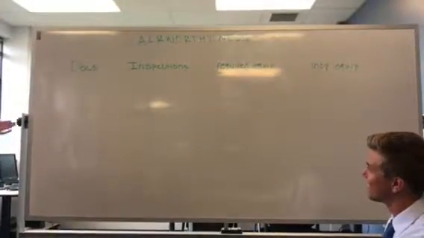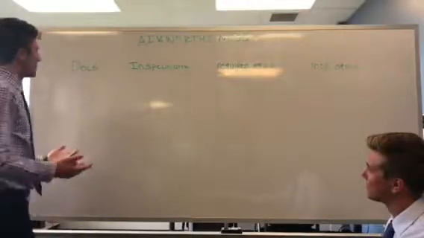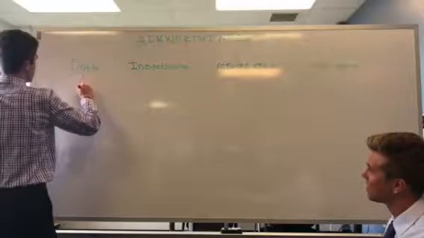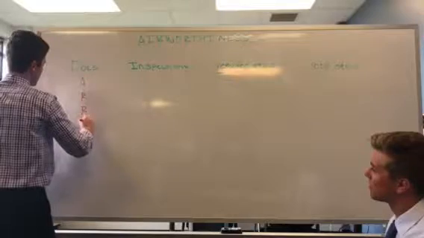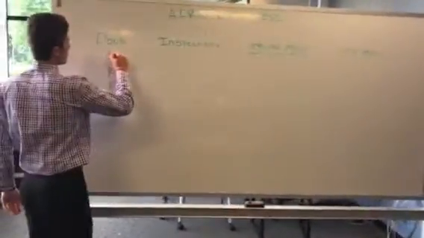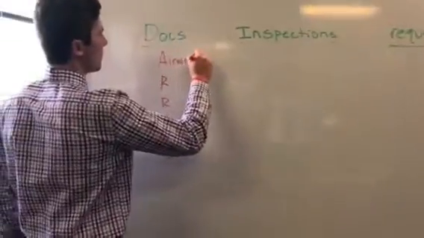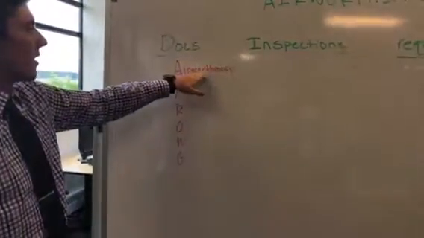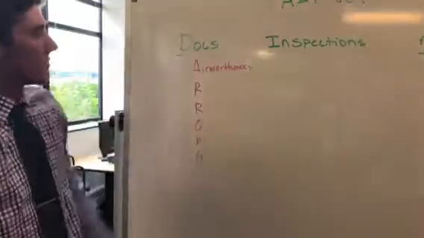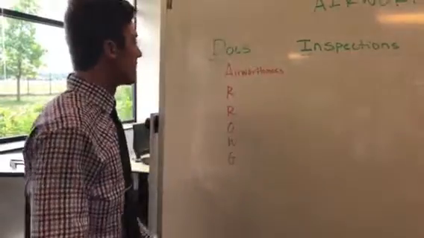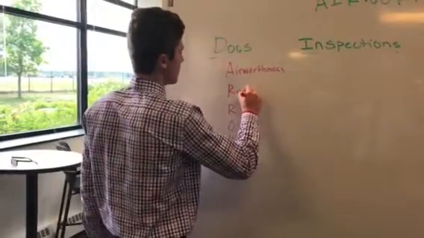Alright, so documents on the aircraft. What I like to use and what most people use is the acronym AROW-G. So first, the documents on the aircraft, we need the airworthiness certificate. This is always valid unless we do not comply with the inspections. So if we do comply with the inspections, then our airworthiness certificate will always be valid.